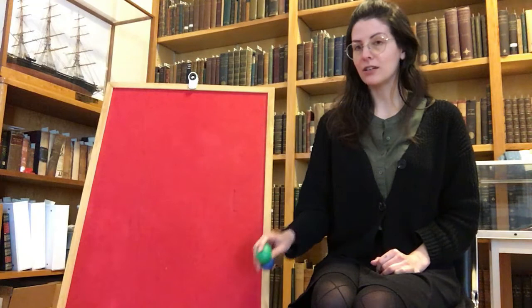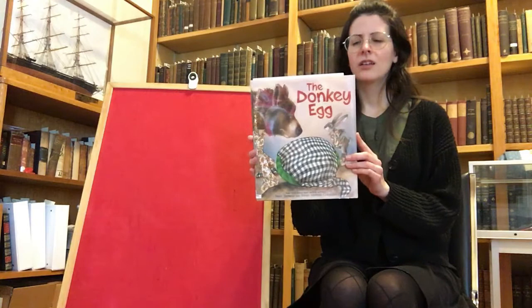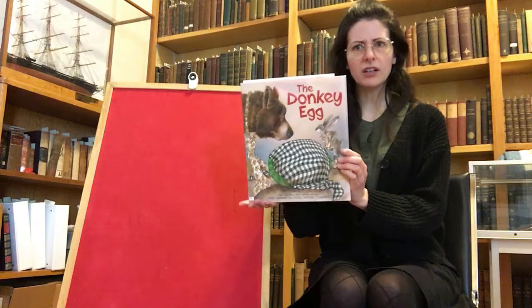The book is also about an egg, sort of. It's called The Donkey Egg by Janet Stevens and Susan Stevens Crummel. I don't know about you guys, but I don't remember donkeys coming from eggs. But maybe I was wrong. Maybe donkeys do hatch out of eggs. I guess we're gonna find out.